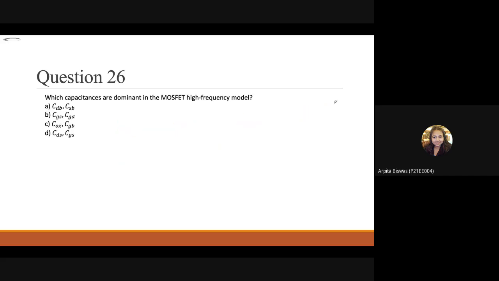Which capacitances are dominant in the MOSFET high frequency model? Ma'am, CGS, CGD. Yes, option B, right? CGS and CGD, gate to source and gate to drain.